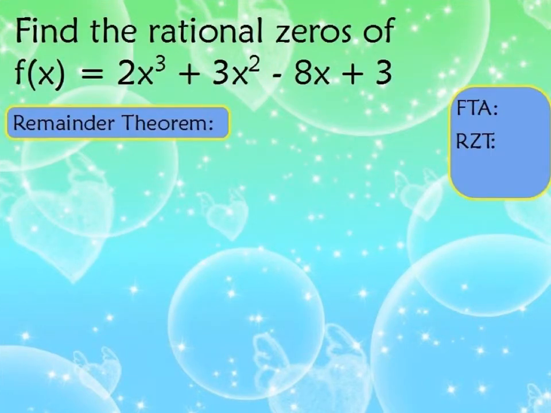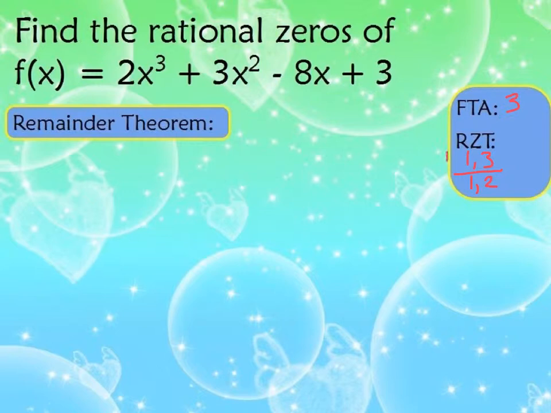All right, so let's try it again. On this example, let's start off with our fundamental theorem of algebra. Fundamental theorem of algebra says whatever degree it is, that's how many zeros I should find. So this one is a 3rd degree, so I should expect to find 3 zeros. The rational zero theorem says that you take your factors of your constant, which are 1 and 3, over factors of your leading coefficient, 1 and 2. So not a lot there, but now we have a 2 in the denominator, so that works out a little bit differently.